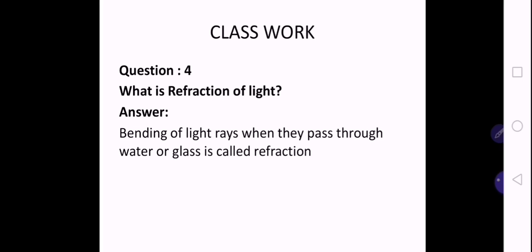That's all for today. Now we are going to do one question as classwork, which is: what is refraction of light? The answer is, bending of light rays when they pass through water or glass is called refraction. I will send the classwork separately also in the group, so just wait for that picture.